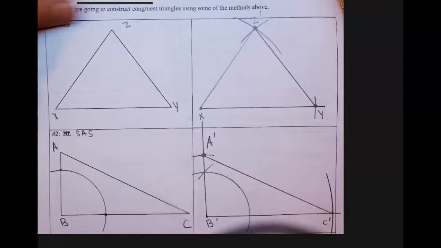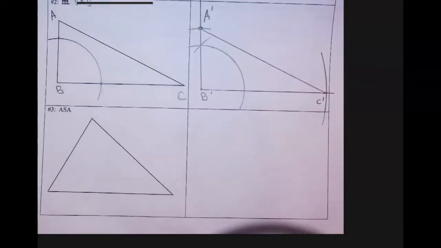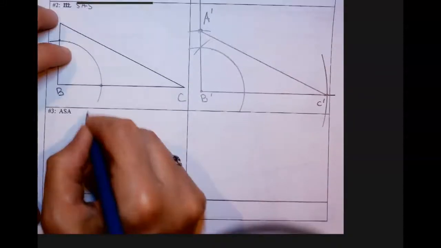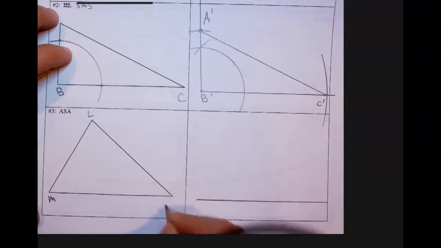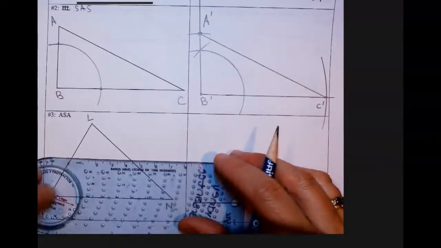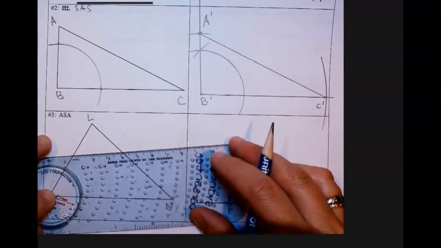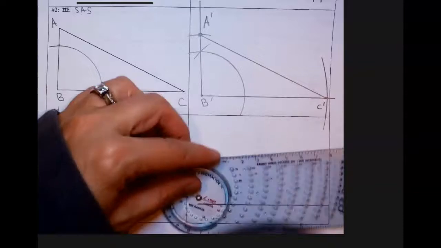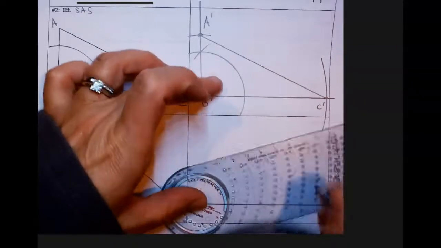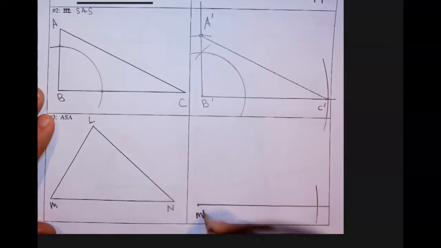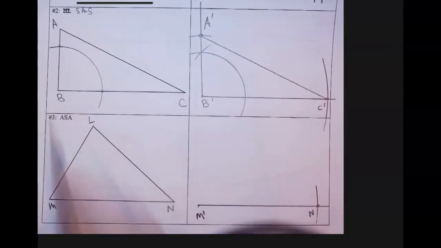Alright, we're going to look at one last method. We're going to do angle, side, angle. I'm going to start by copying that side. And let's label this L, M, and N. So first thing I'm going to do is copy segment MN. That's the easy part. It looks like it's about an 83. So this is M prime, N prime. So we copied the segment.